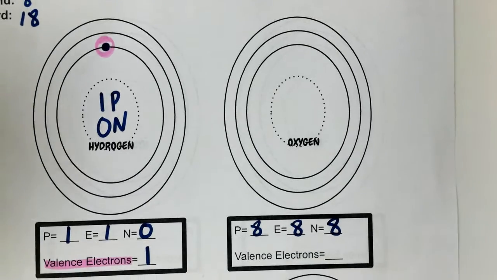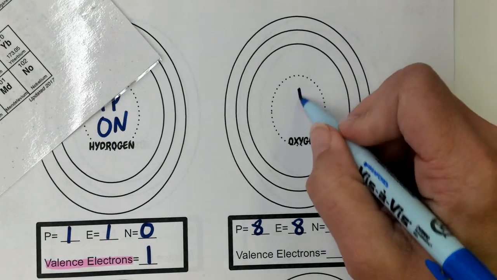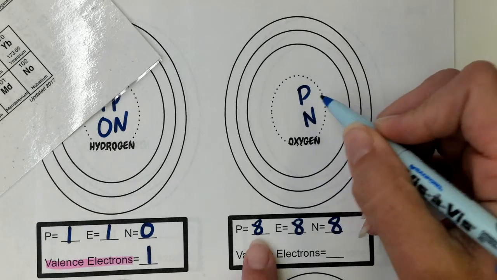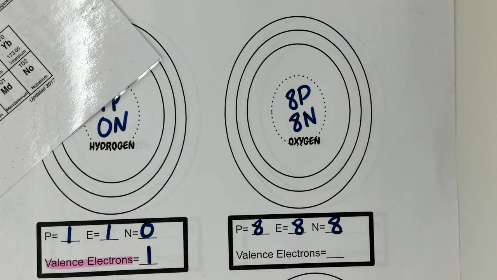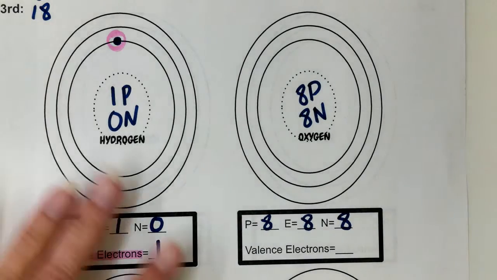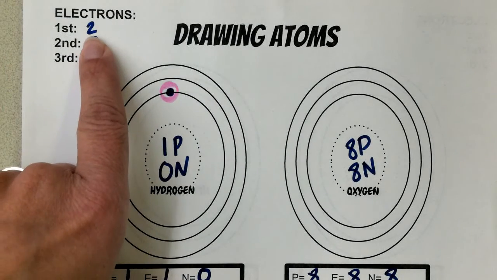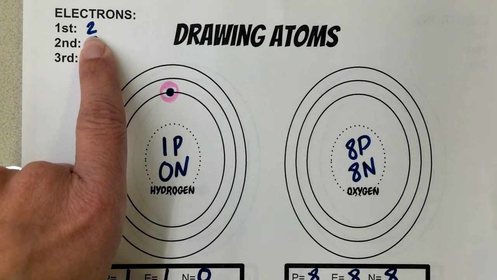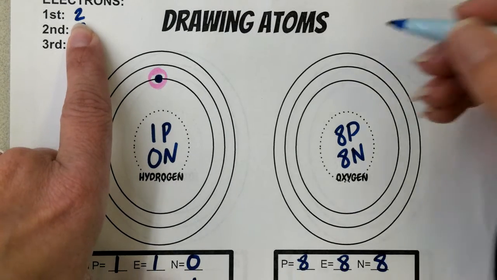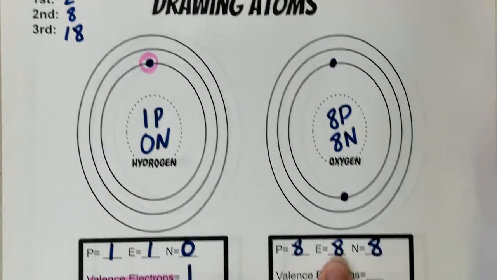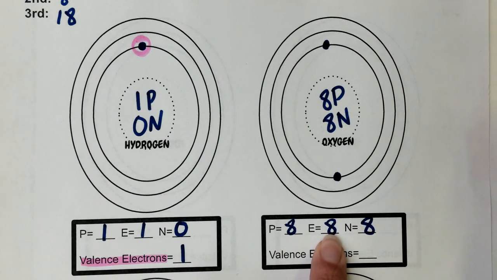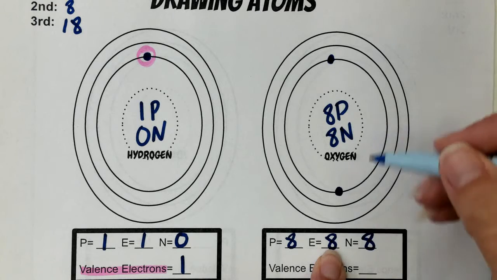So now you go up here and you're going to put your protons and your neutrons in the nucleus. So we have 8 protons and 8 neutrons. For the electrons, you can go back up to your key up here. You'll see that 2 of your electrons can fit in the first energy level. So we'll go ahead and draw those. So there's our first 2. Now, do we only have 2 electrons here? No, we have 8. So we need to place the other ones around that.